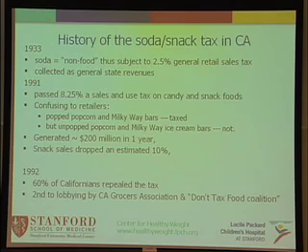The history of the soda tax in California: soda, again, was a non-food and therefore subject to the 2.5% sales tax at that time. But as sales tax increases in California, it also increases. And so currently it is at 7.25%. It's collected as general state revenues.